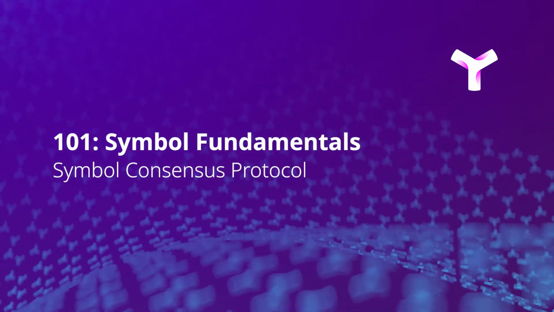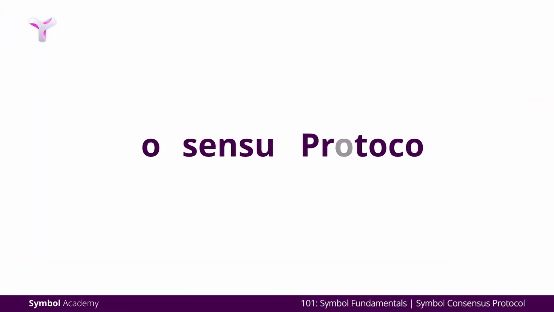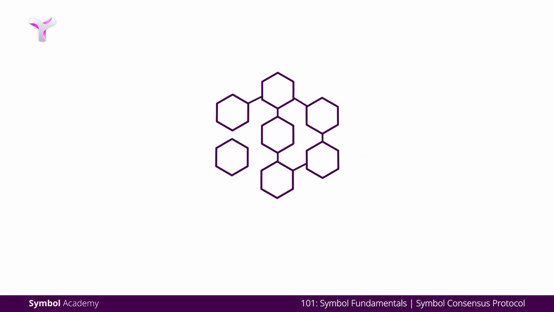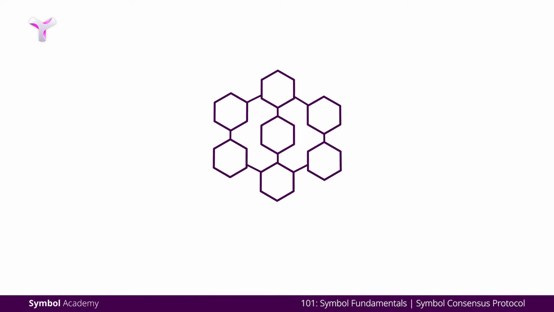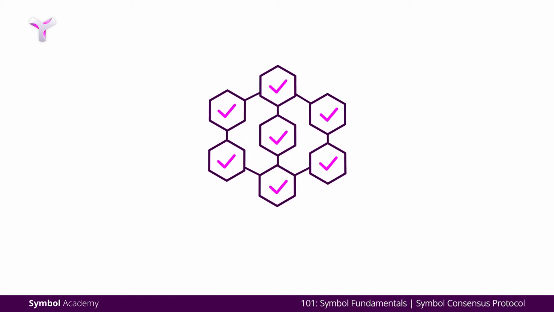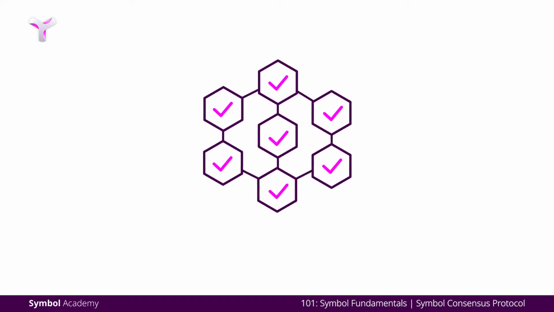In this course, we will take a look into the Symbol Consensus Protocol. First, we need to understand what a consensus protocol is. Recall that Symbol is a decentralized peer-to-peer system, and consensus protocol is the dynamic method through which a blockchain system reaches agreement and makes decisions about which block is to be added to the chain without a central authority.